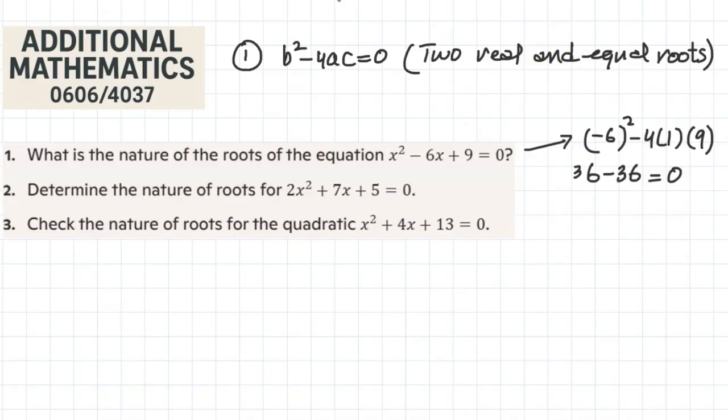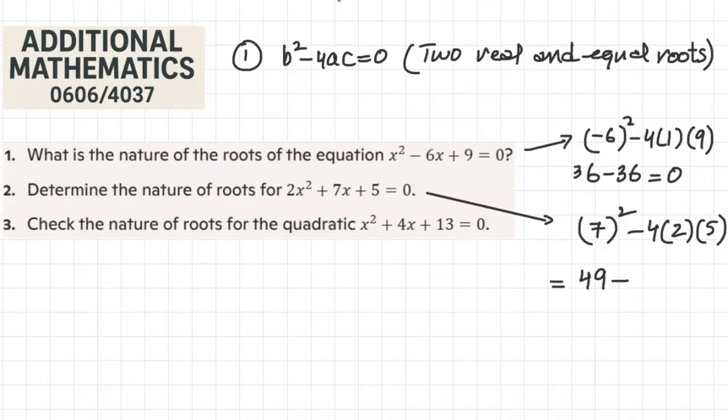Determine the nature of roots for the second equation. This is the first one, so I'm going to solve the second one now. b squared, b is 7, minus 4ac, a is 2 and c is 5. So what do you get? 49 minus, 8 fives are 40. Oh, this is a positive value, greater than 0.